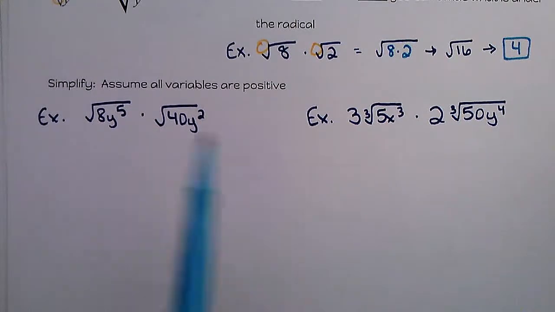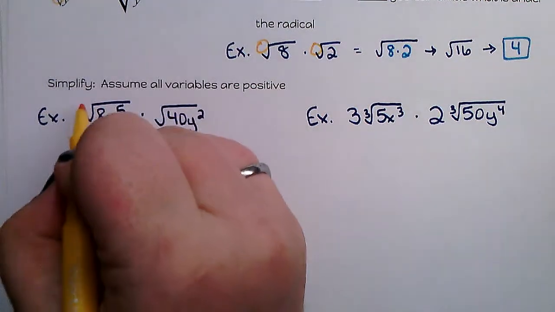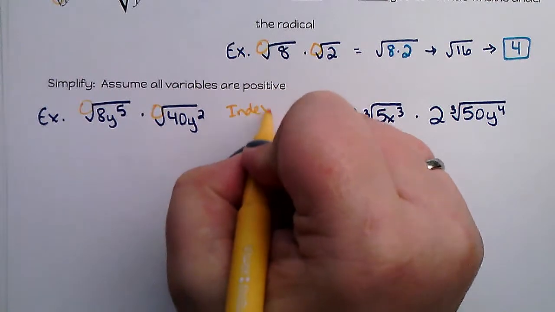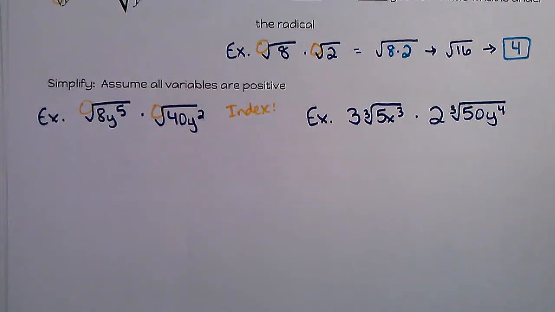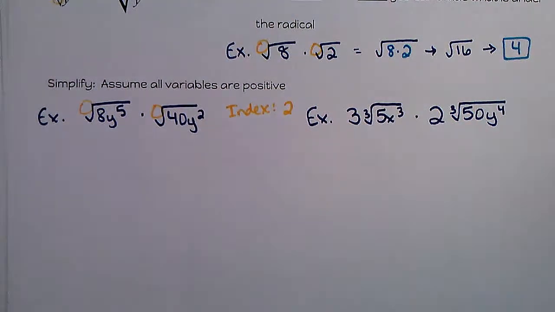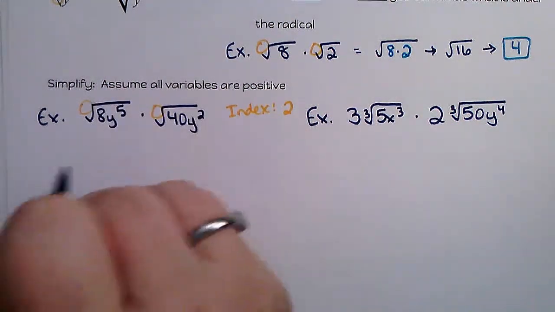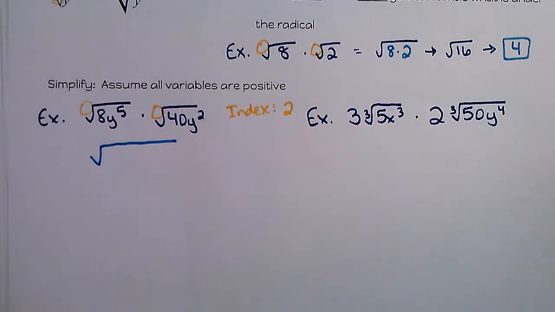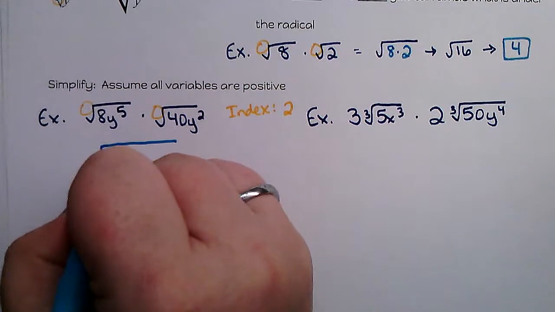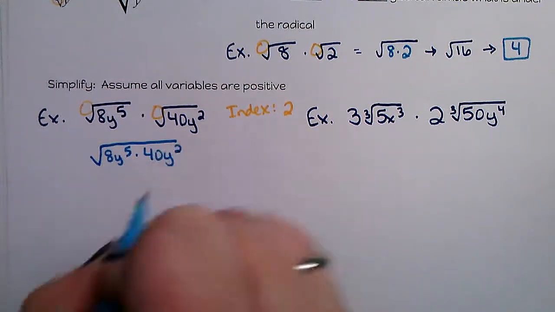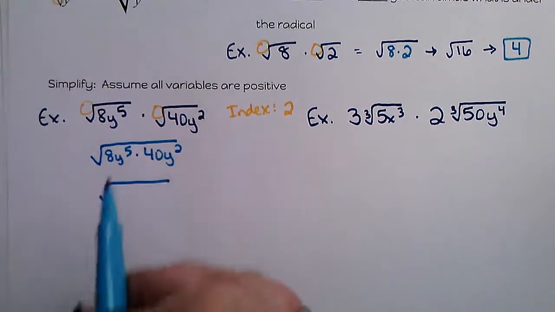So here's a couple that are a little bit more challenging. So this one, firstly, we look to see if they have the same index. Yes, they do. The index, when there's nothing written there, do you remember what the index is? Hopefully you remember that the index is 2. So what I'm going to do for these is put them under one radical with an index of 2. So I have 8y to the 5th times 40y to the 2nd.